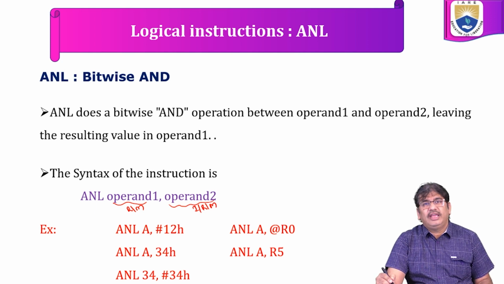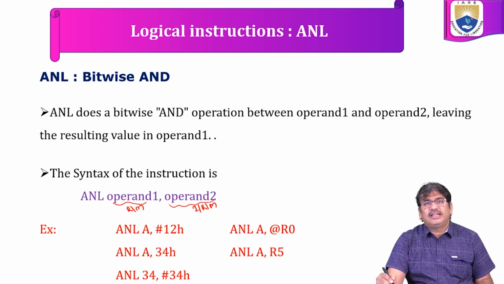A few examples for the ANL instruction: ANL A comma #12H. So here the contents of the accumulator will be ANDed bit by bit with 12H and the result we can see in the accumulator. The second example is ANL A comma @R0. Here the contents of the accumulator will be ANDed bit by bit with the contents of the memory location whose address is specified in the R0 register, and the result after the AND operation we can see in the accumulator register.